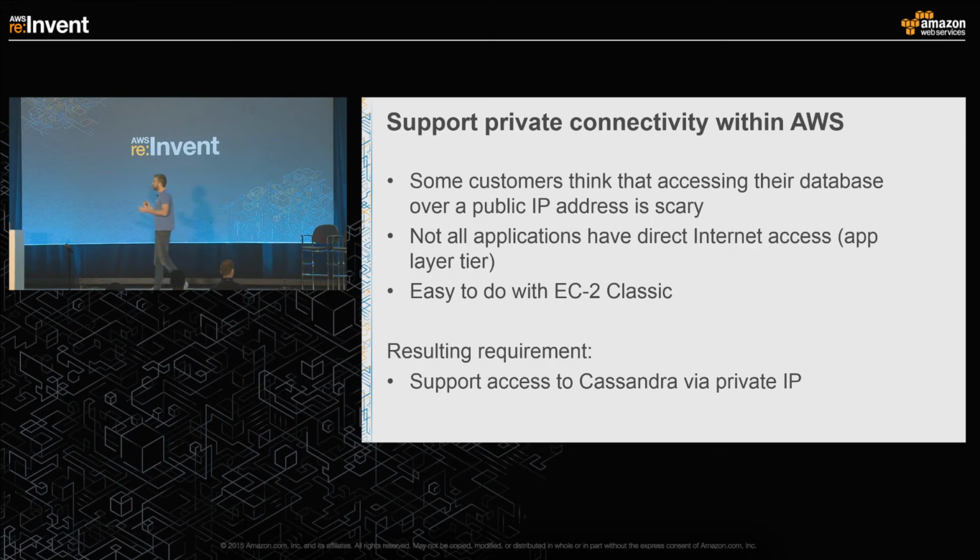And when you look at the way that we quite often structure applications, depending on whether it's a 3-tier architecture or microservices or what have you, not all applications will actually have direct internet access, so they won't necessarily be able to directly access a public IP address. It was easy to do with EC2 Classic because when working with other AWS customers, we all shared the same private IP address space, and it was simply changing some firewall rules. But now that we're running in a VPC, it's a bit harder. So the requirement we had was, how do we provide access to Cassandra via private IP, or to extend that, how do we just provide private access?